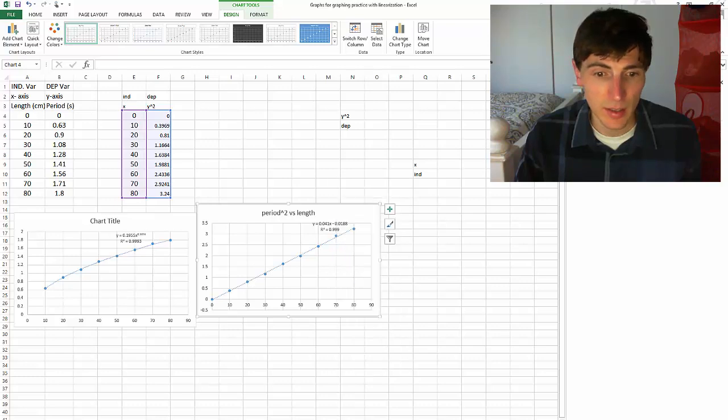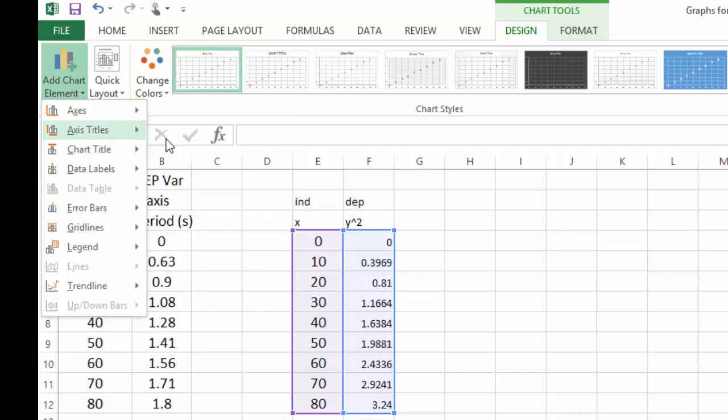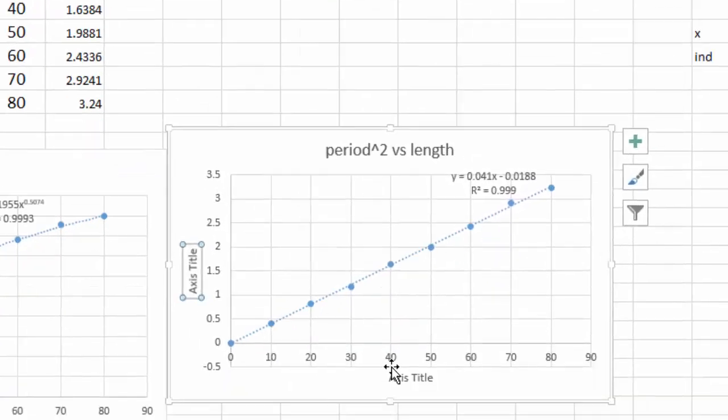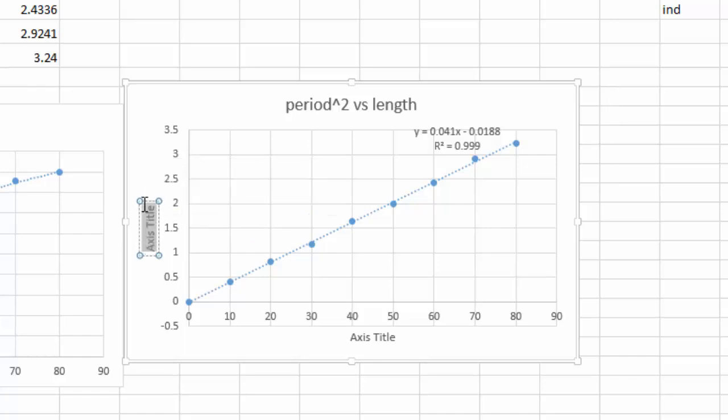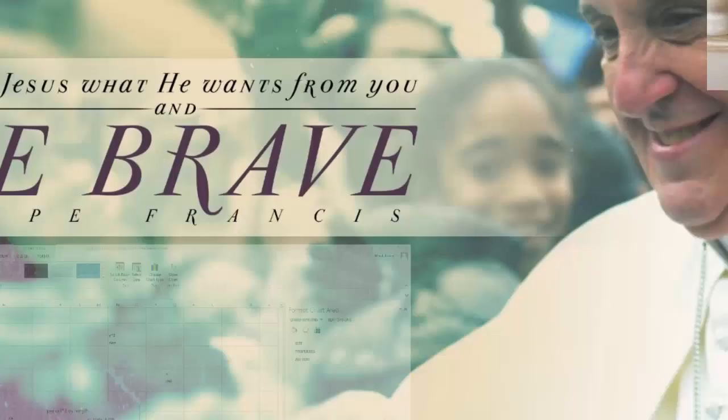The last step is to take that equation and figure out what it was talking about. I'm going to add some chart elements on here so that we can see exactly what's going on. This is going to be period squared, and if I take a period squared, my units are going to be seconds squared. Then my x-axis is going to be my length, and my units would be centimeters. Now that I have my test plot, the last step is we're going to come up with an equation.